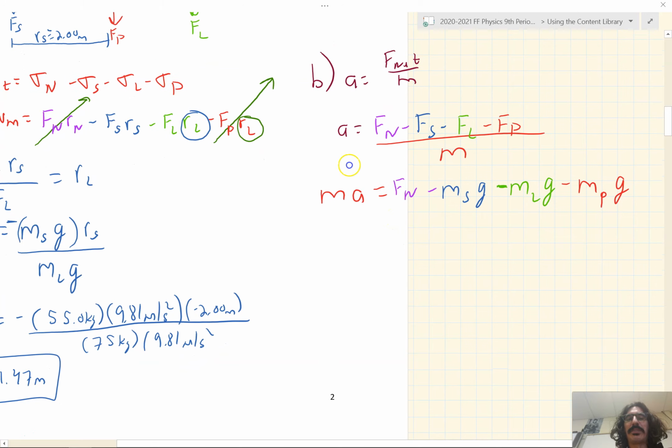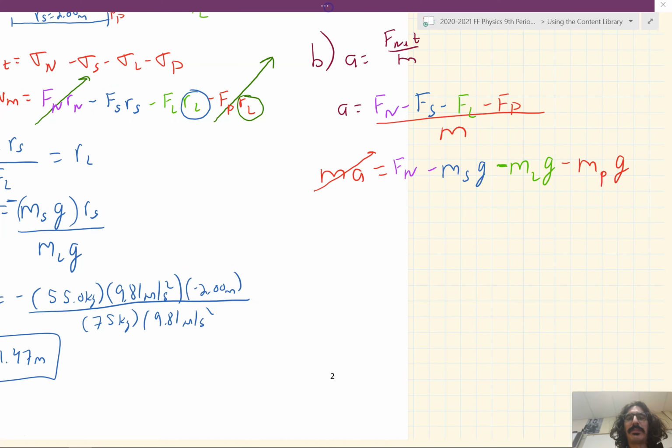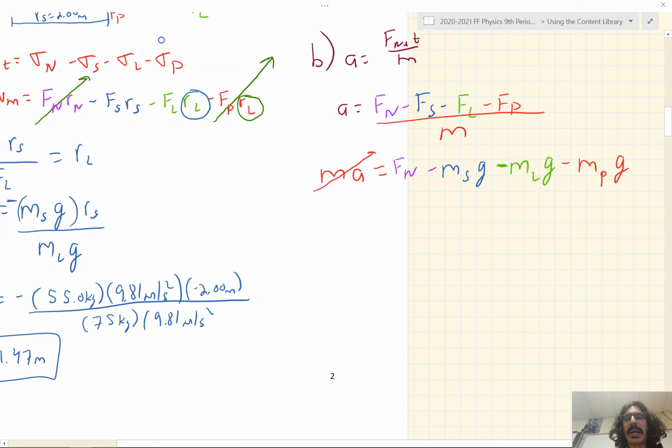The object, the plank, is not moving, so its acceleration is 0, which means ma goes away. To solve for the normal force, we'll add everything to the other side. So that gives us the normal force is equal to ms times g plus ml times g plus mp times g.